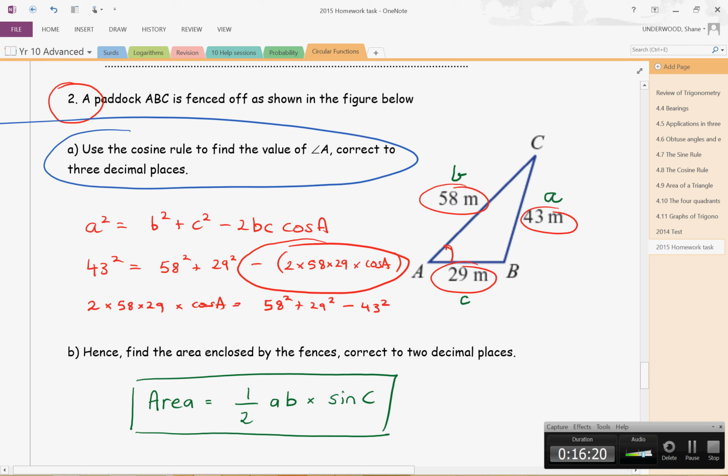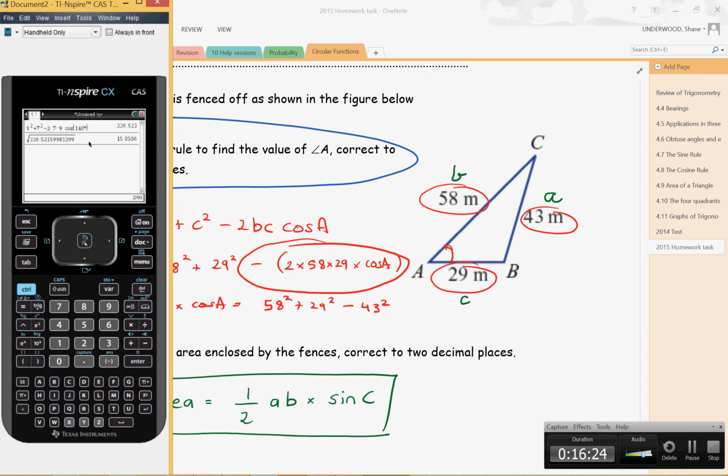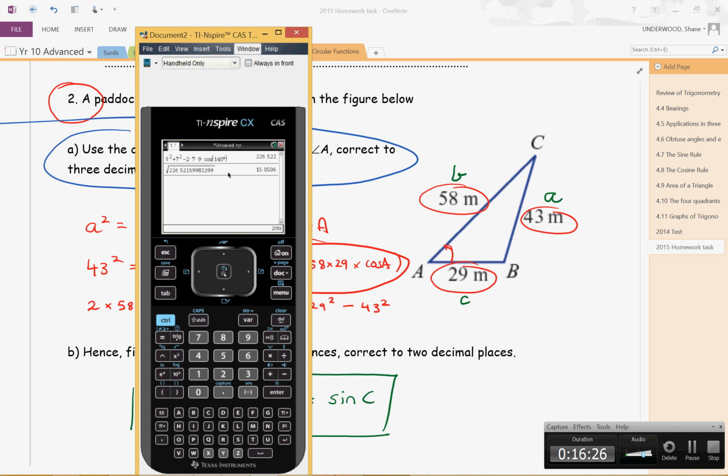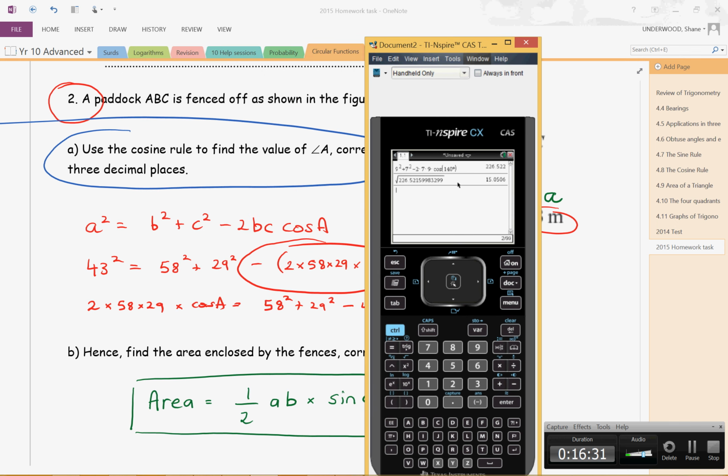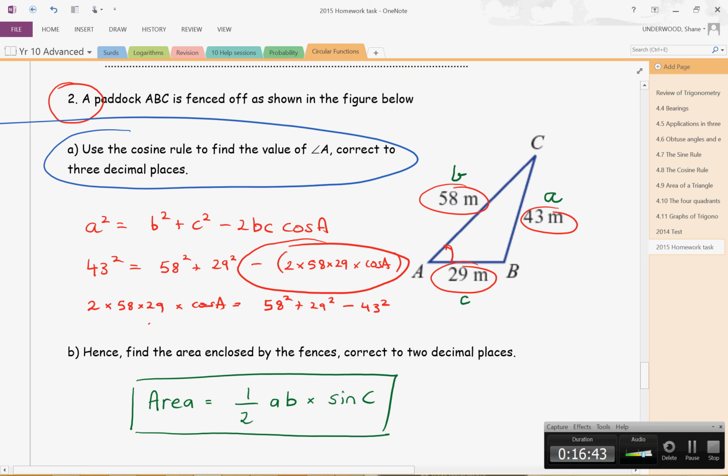Now, I'm just going to stop there and we're going to evaluate what each side is, just to make things a bit simpler. So, let's do 2 times 58 times 29, and that is equal to 3,364. So let's replace that with that.